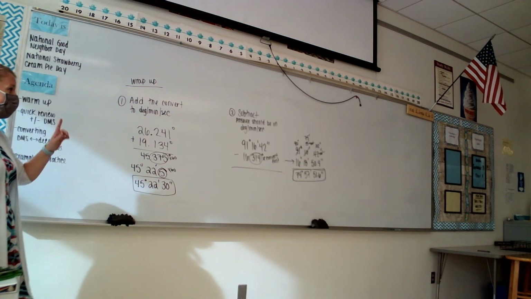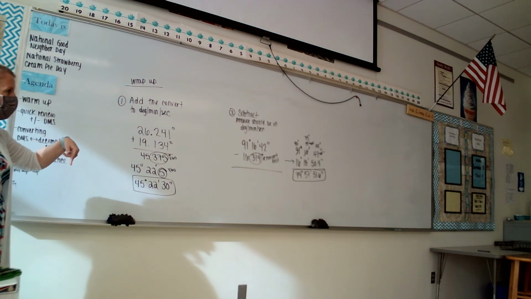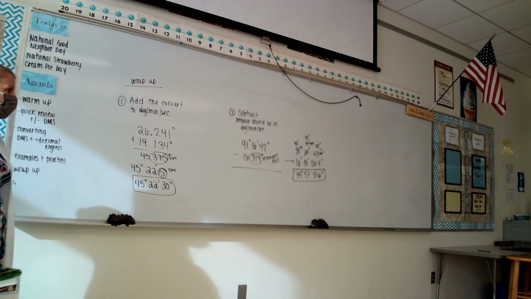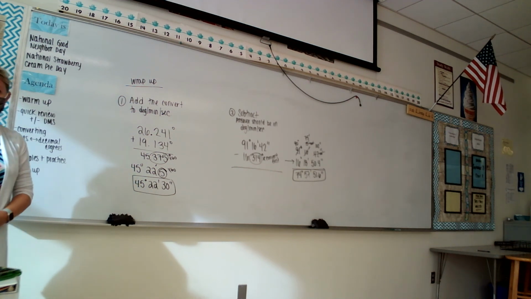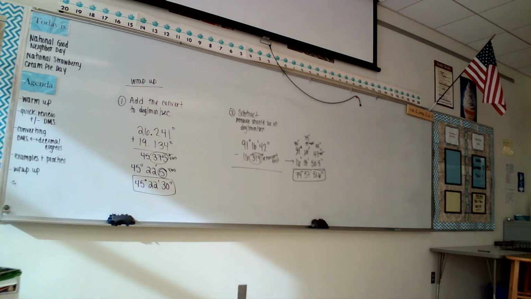But that one had a few steps. You had to convert, then you had to do a bunch of borrowing, and then you had to subtract. Any questions on number two? Okay, a little bit here.